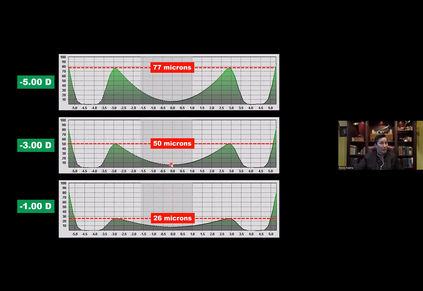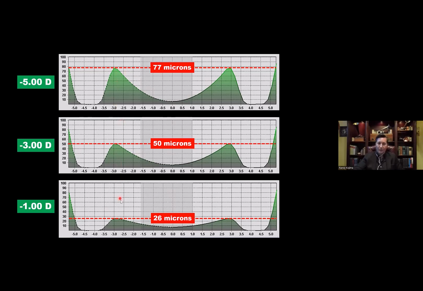Now, if you want to create even more effect, a 5 diopter effect, again, you have the same apical clearance, about 7 microns, but by using the flatter base curve to cornea relationship, you get a deeper reservoir, 77 microns. You have much more hydraulic force.